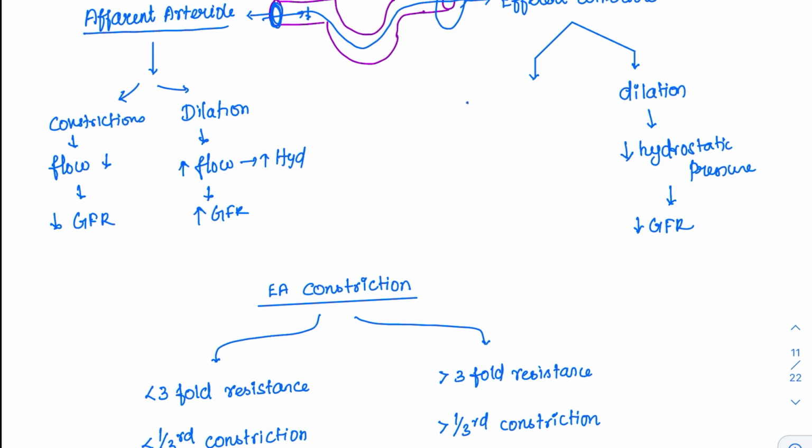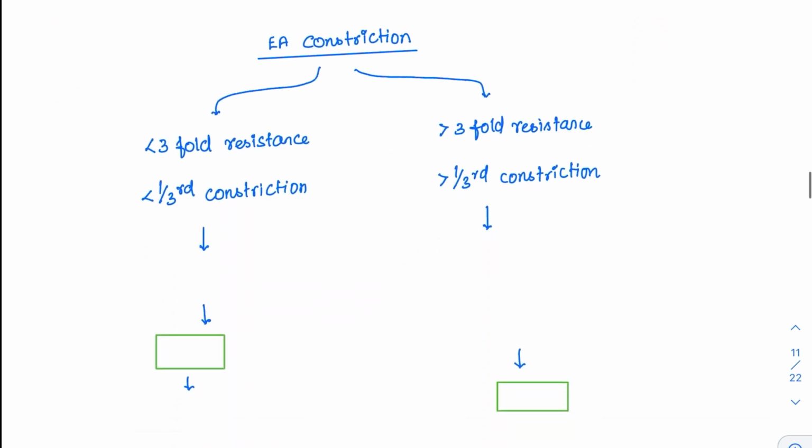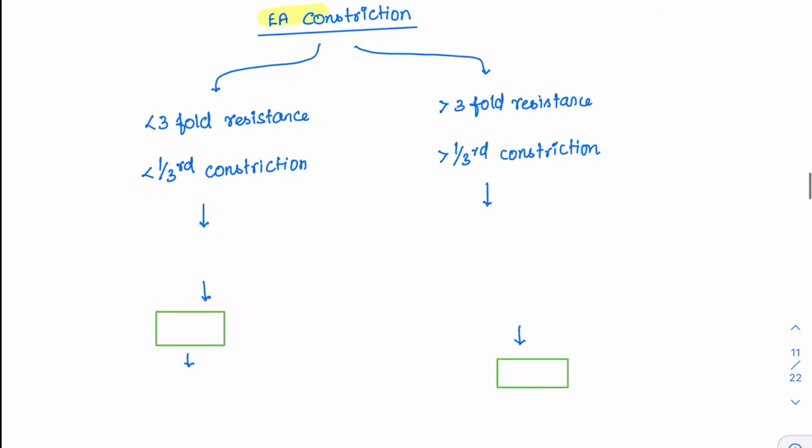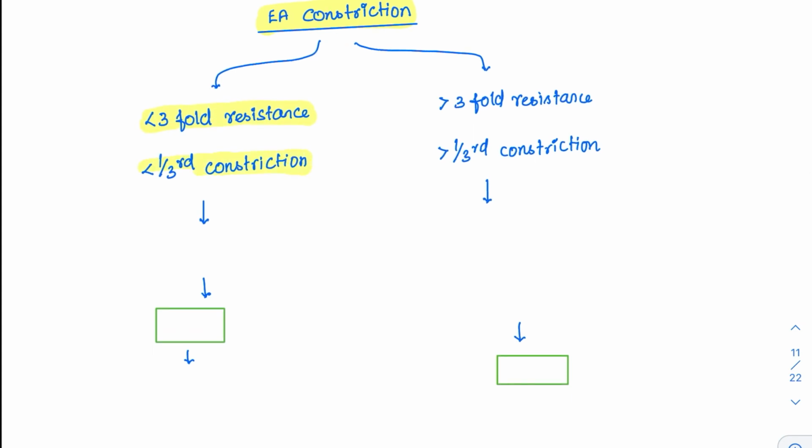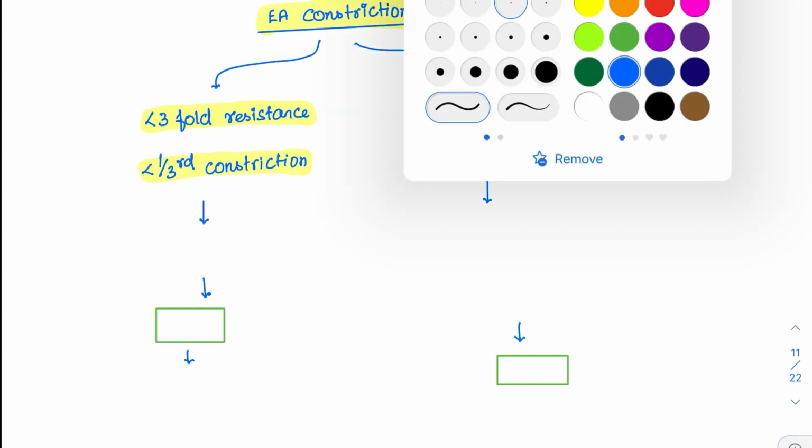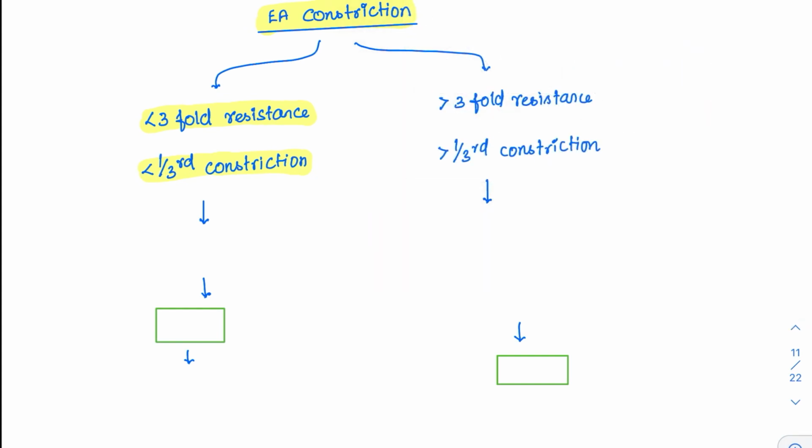Now coming to the constriction of the efferent arteriole. The constriction of the efferent arteriole is not so simple. It will vary the GFR according to the situation. So let's try to understand it very nicely. First, we are trying to constrict the efferent arteriole a very little amount. We are providing less resistance, so less than threefold resistance, less than 1/3 constriction of the vessel size.